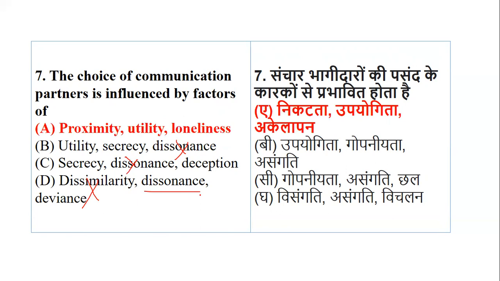So dissonance talks about what? Lack of harmony. So it talks about the factors which are not needed. So when we talk about partner communication, it talks about the proximity, the space, the utility, and the loneliness, which are the important factors.